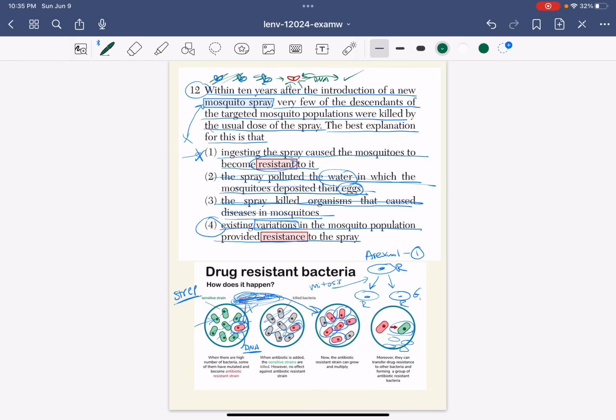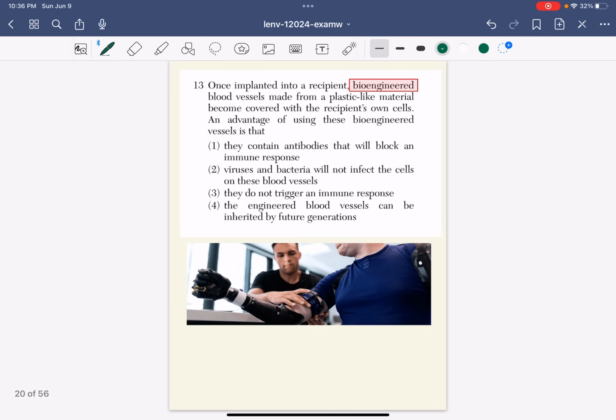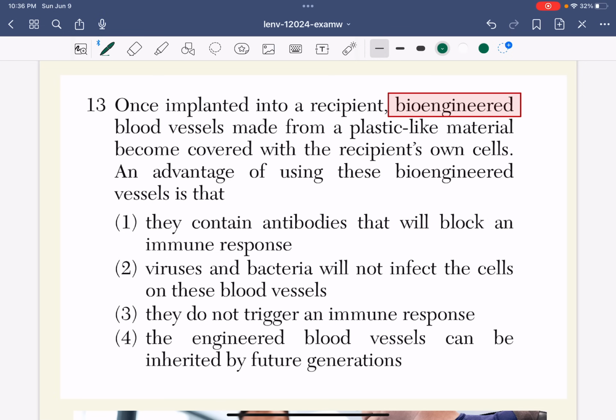So this is a very, very important question, and also high level. Like, you need to know your stuff. You need to know what the word resistant means. You need to know mitosis. You need to know asexual reproduction to answer this multiple choice question. All right, let's take a look at number 13.